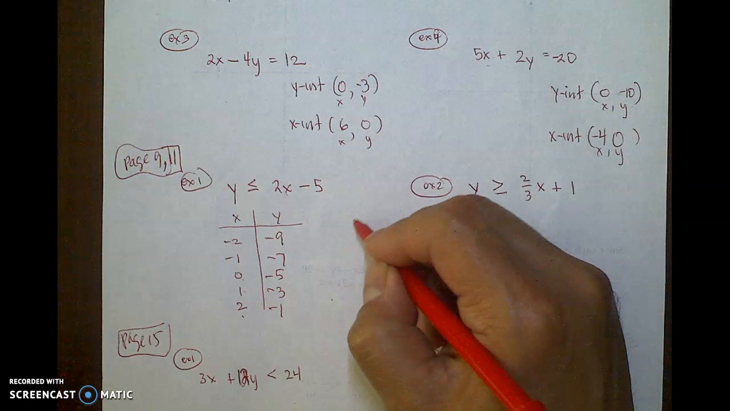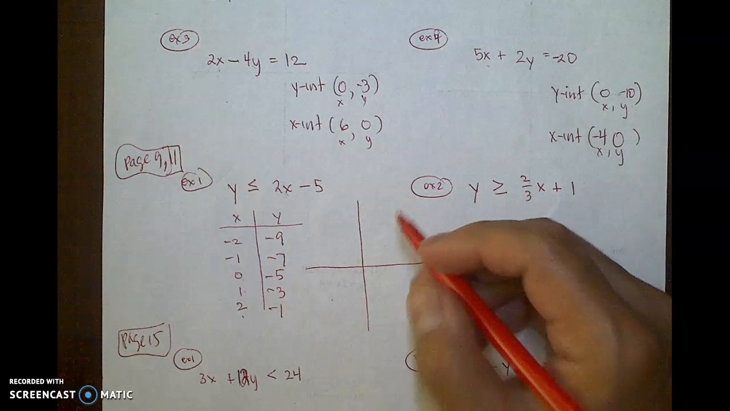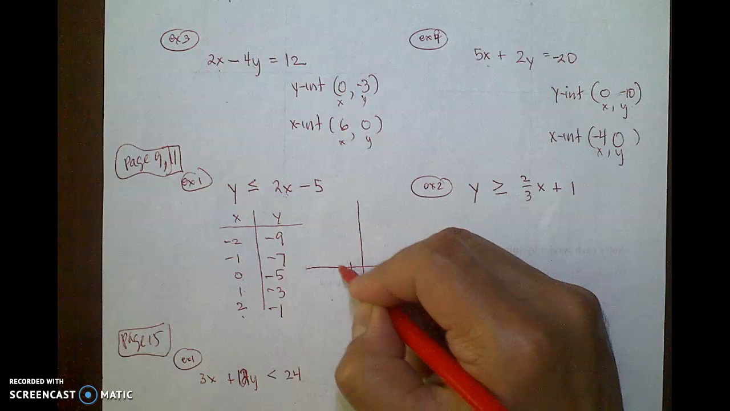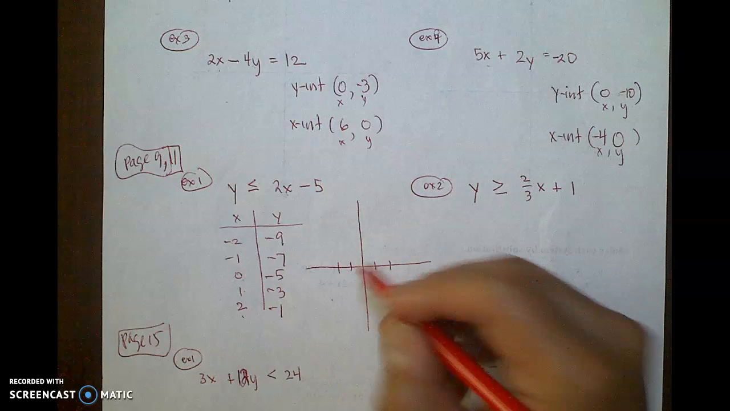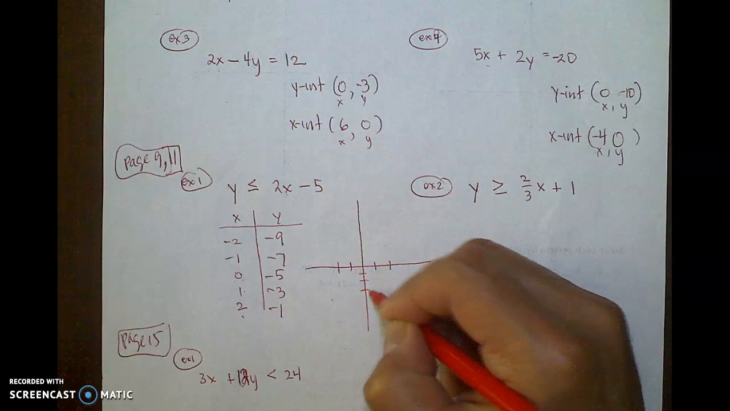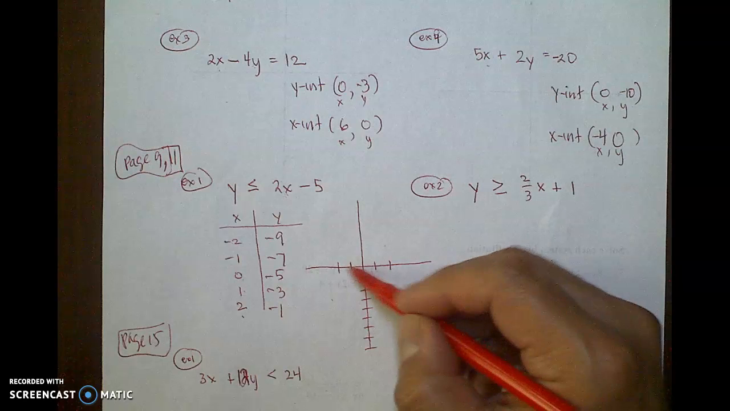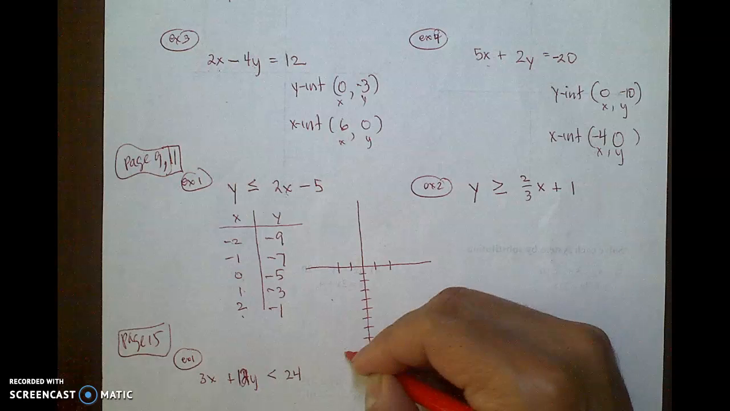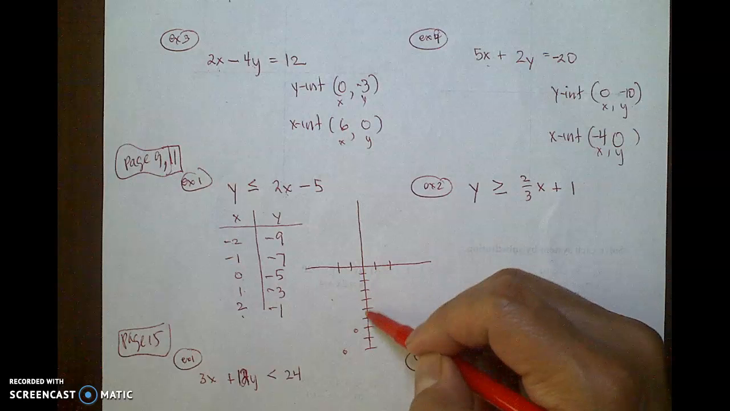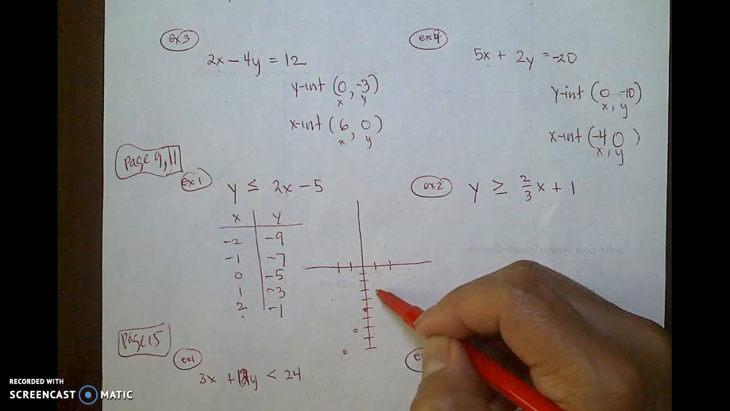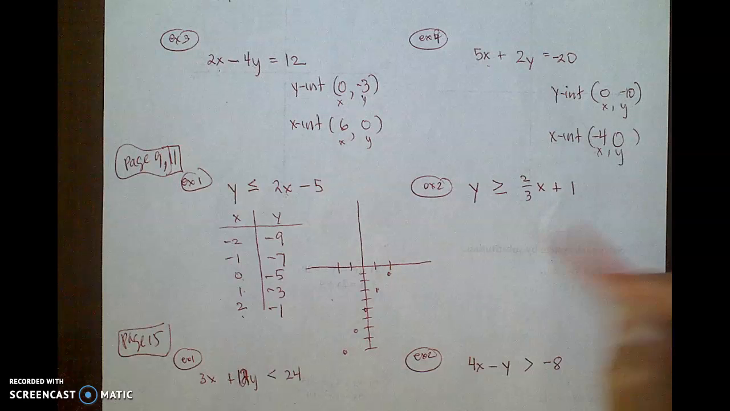Okay. So then you go to your graph grid. I'm going to make a little makeshift graph grid here. We got our x values, 1, 2, and our y values are all negative. So we got negative 1, 2, 3, 4, 5, 6, 7, 8, 9. So negative 2, negative 9, negative 1, negative 7, 0, negative 5, 1, negative 3, and then 2, negative 1.